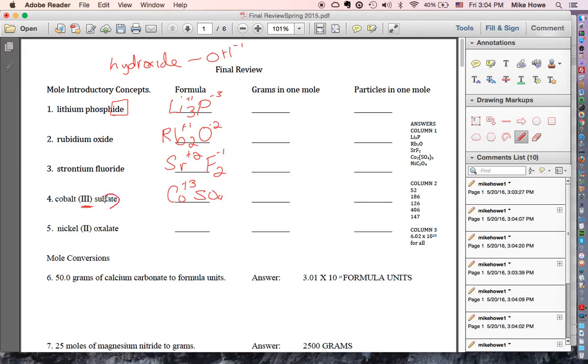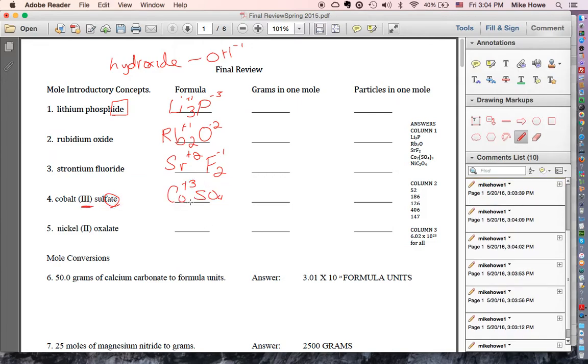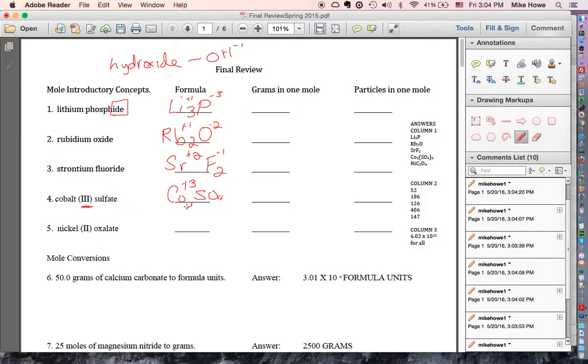Note the ate ending. That tells you that it's at the bottom of the periodic table and it has a -2 charge. So now you need a common multiple of 2 and 3. So that would be 6. So how many atoms of cobalt would you need to make a +6 charge? That would be 2 of them. And then for the sulfate, it was -2, and you need 3 of those. So 3 times 2 makes 6. 2 times 3 makes 6.